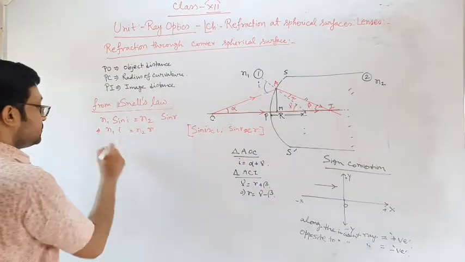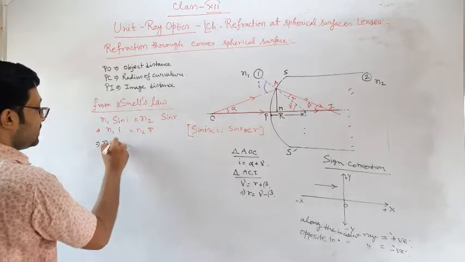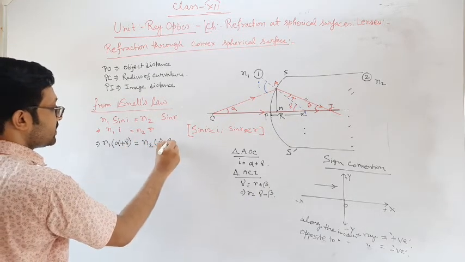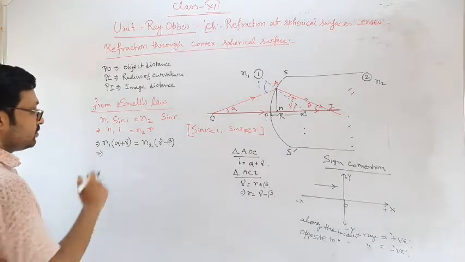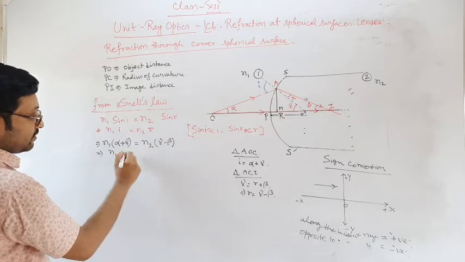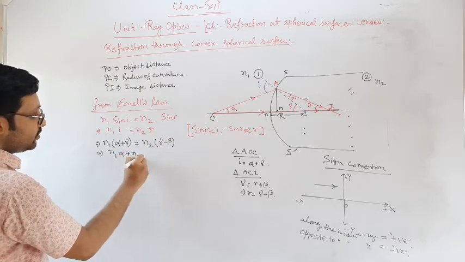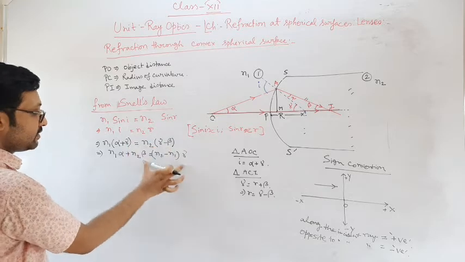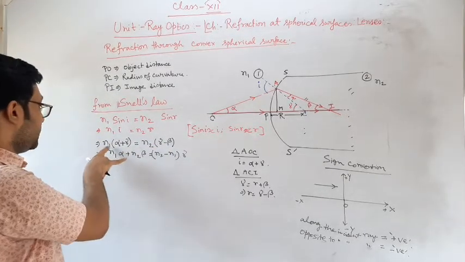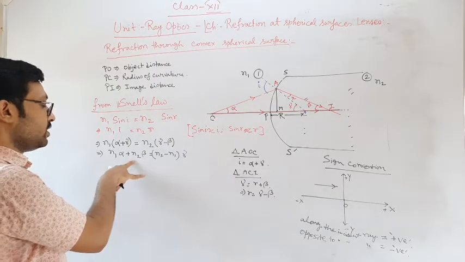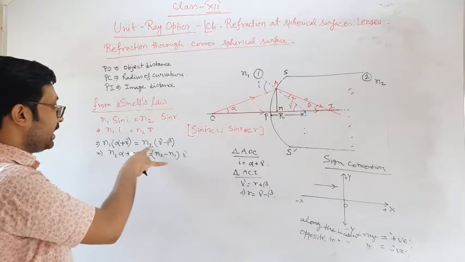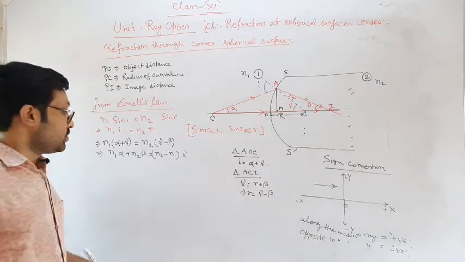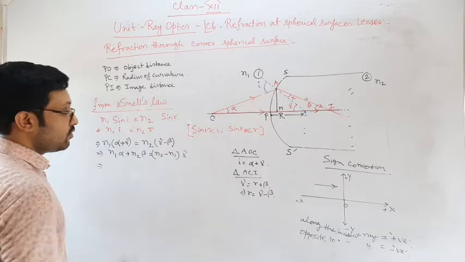Now N1 into i, substituting the value of i, that is alpha plus gamma, and N2 into r, that is gamma minus beta. So I can write N1 alpha plus N1 gamma equals N2 gamma minus N2 beta. So N2 beta is equal to (N2 minus N1) gamma, after simplification. Moving terms, N1 alpha plus N2 beta is equal to (N2 minus N1) gamma. Now how can we calculate alpha, beta, gamma?